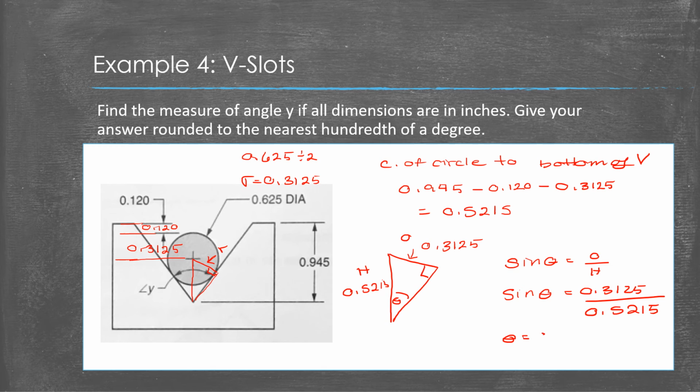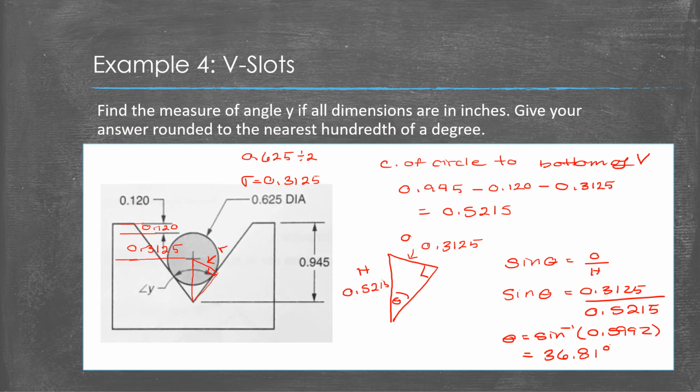Remember, you're looking for the angle, so you're going to use the shift sine. So it's going to be the inverse sine of the decimal, which is 0.5992. That's what I got when I calculated that ratio. And our angle is 36.81 degrees. Okay? So that's our angle.